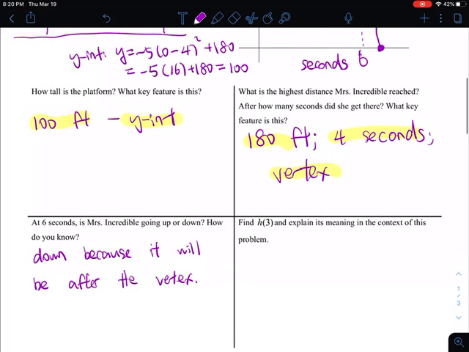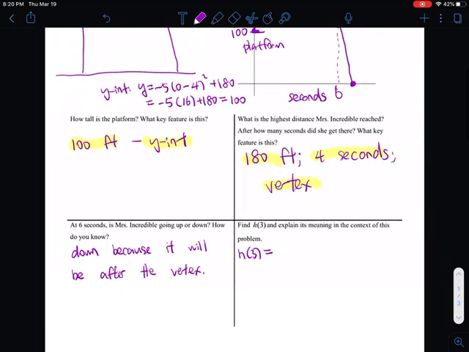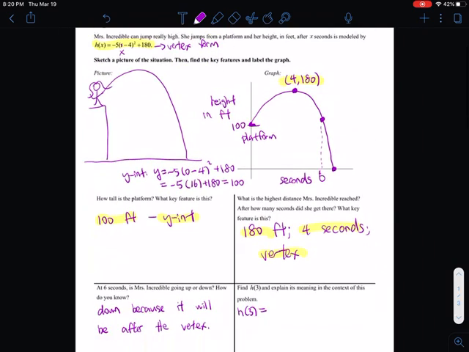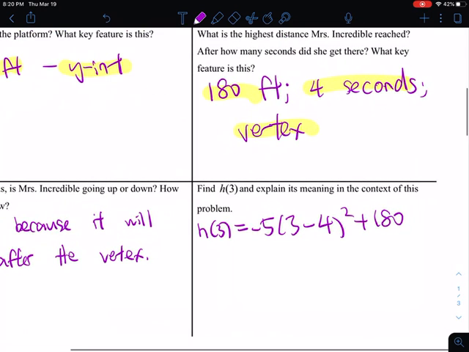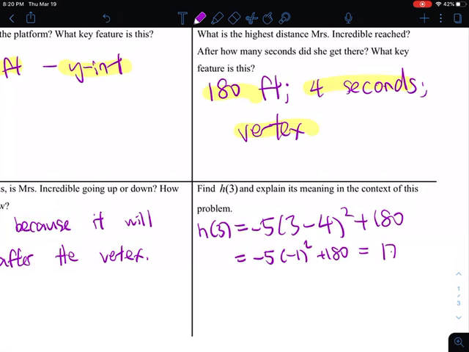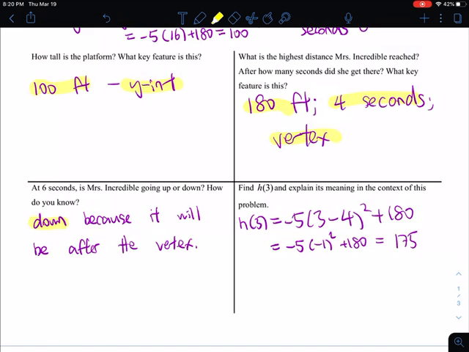And then finally, find h of 3 and explain the meaning in the context. Okay, so this we've done many times before, h of 3. Let's go back up to our equation. So then we have -5. Instead of x, we're going to plug in 3. And then -4 squared plus 180. Let's find this. Once again, you can use your calculator. So that's -5 times -1 squared plus 180, and that looks like 175.